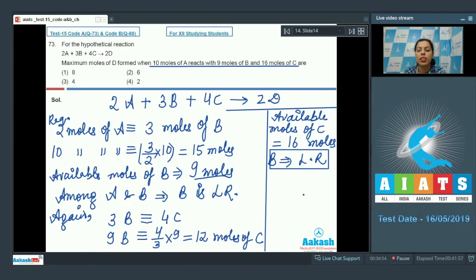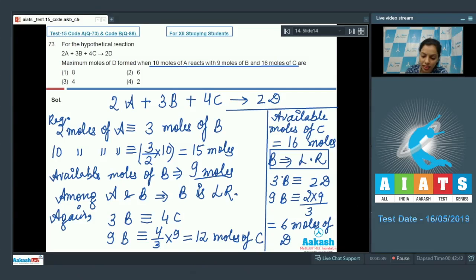On the basis of that, we have to once again apply the stoichiometry. 3B is producing 2D. So as 3B is producing 2D, then definitely in this case, how many moles of D are produced when you have 9 moles? So if 9 moles of B are there, then you will obtain 2 into 9 by 3. It means 6 moles of D would be produced. So definitely the answer is option 2, in which 6 moles are given.